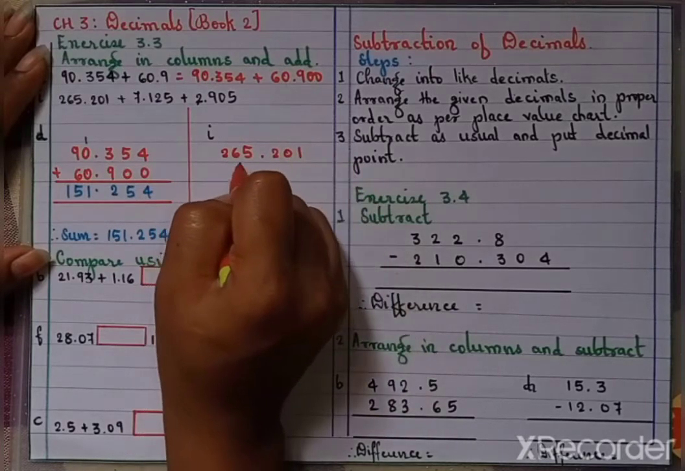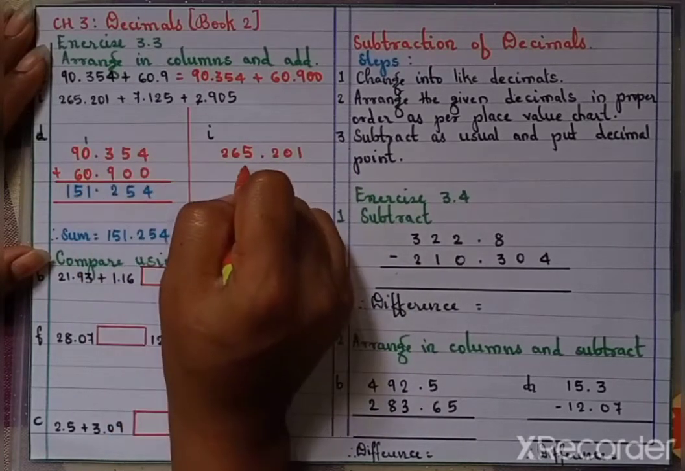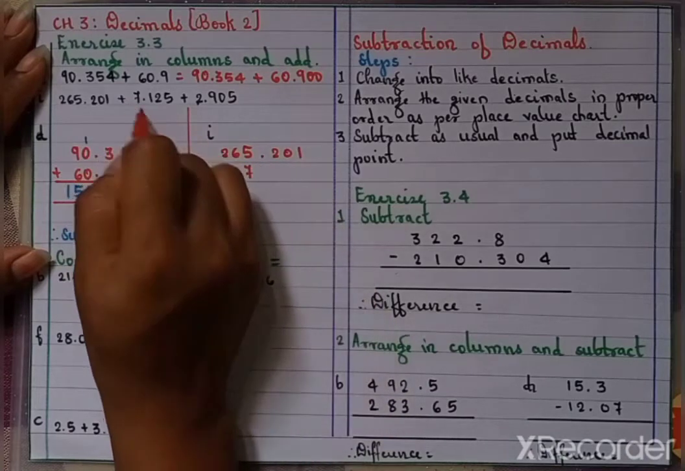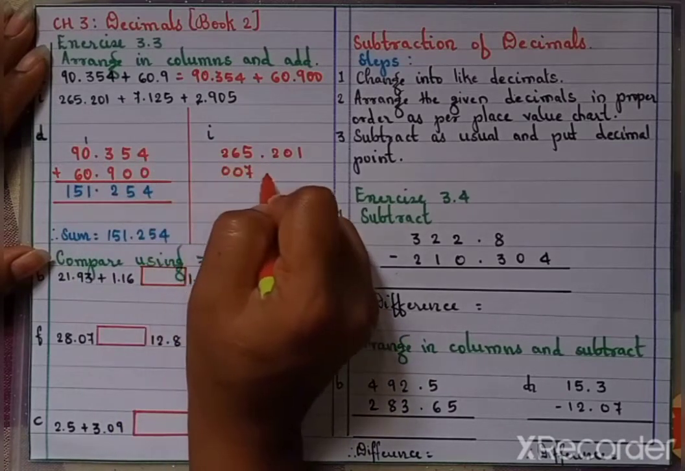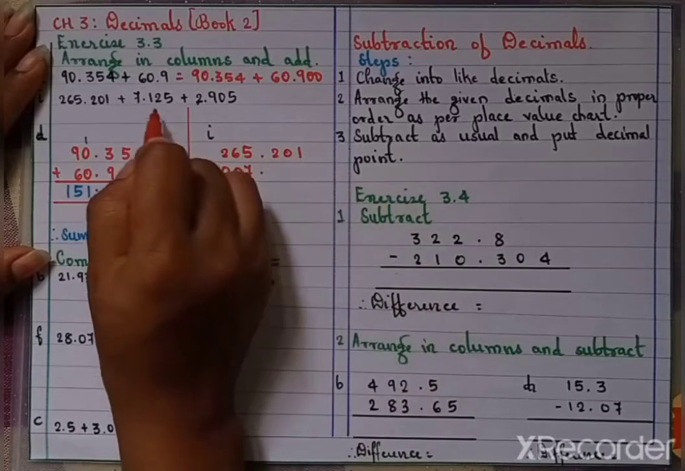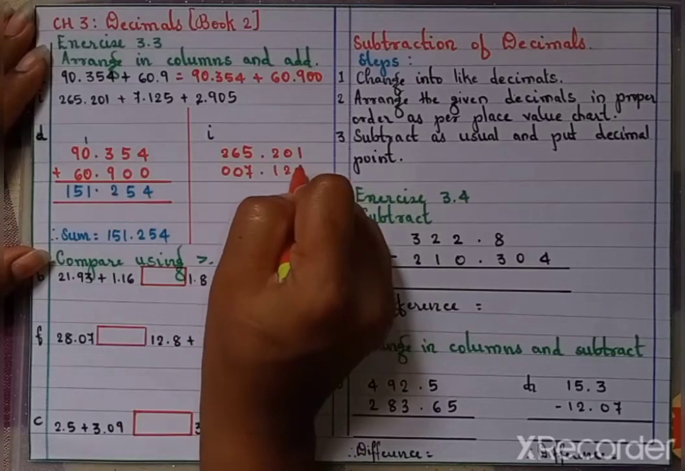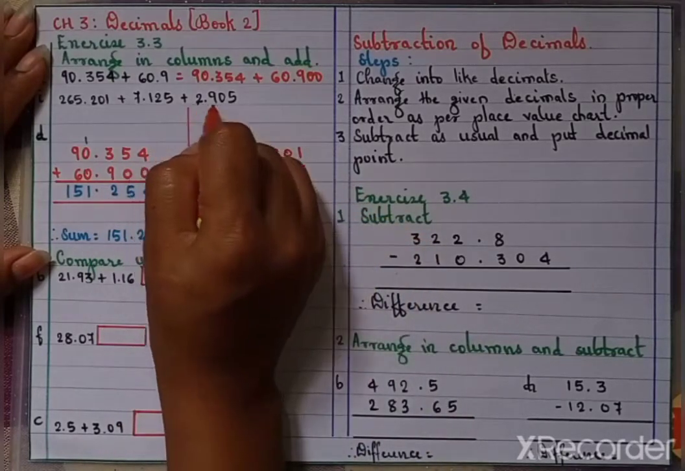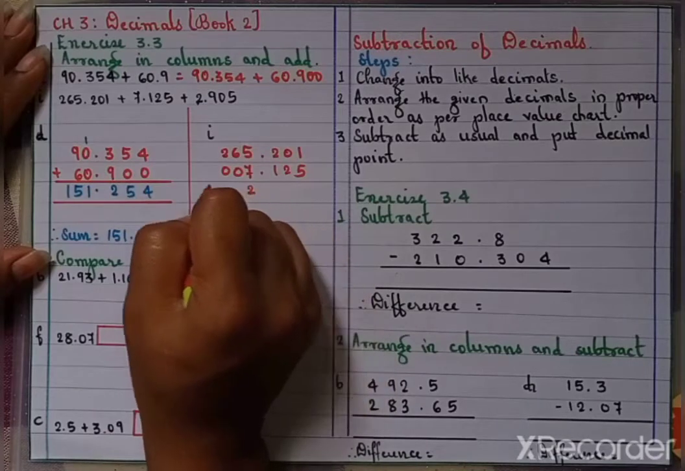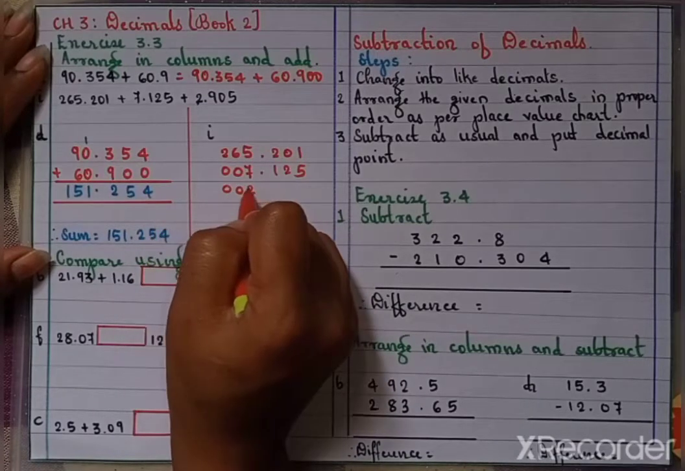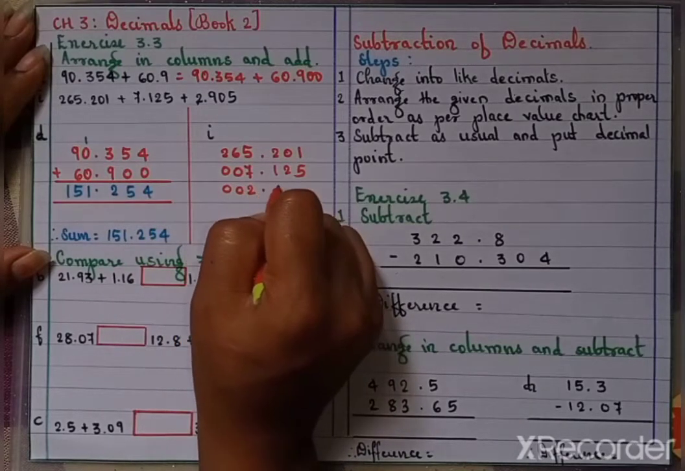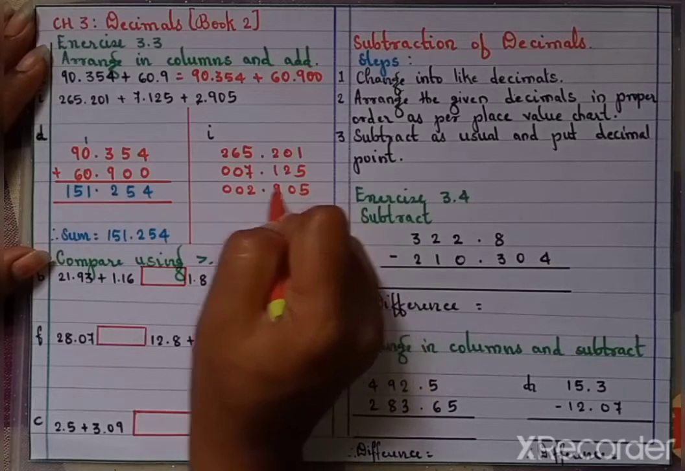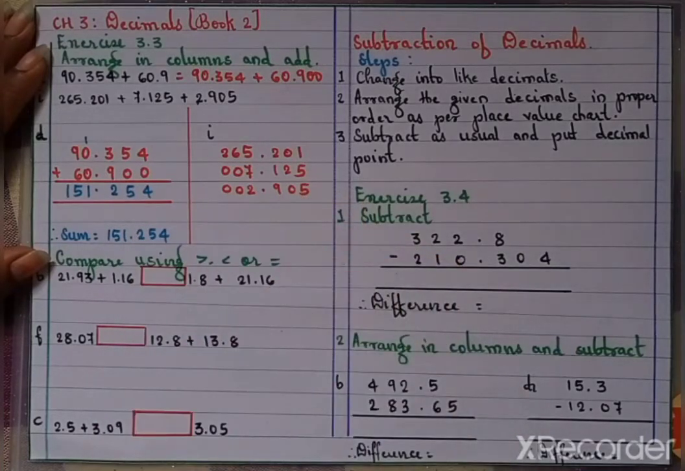So let's write the decimals. 265.201. Then we have 7. So 7 we have to write at the ones column. There are no numbers at the tens and hundreds columns, so put 0s, and 0.125. Further, let's write the last addend. 2 we write at the ones column, 0, 0 at the tens and hundreds columns, and 0.905. Now let's add them.